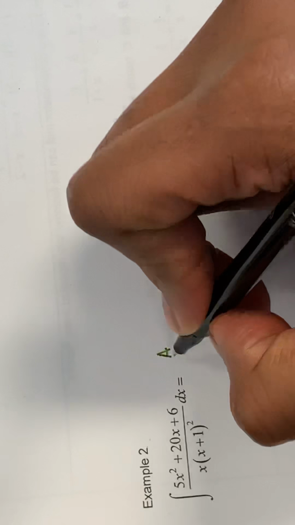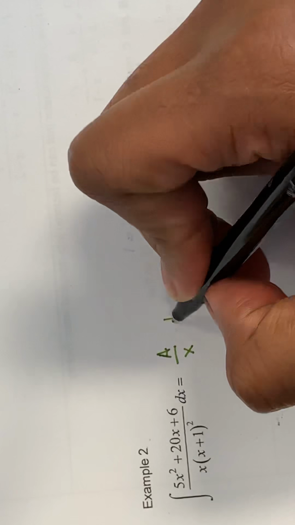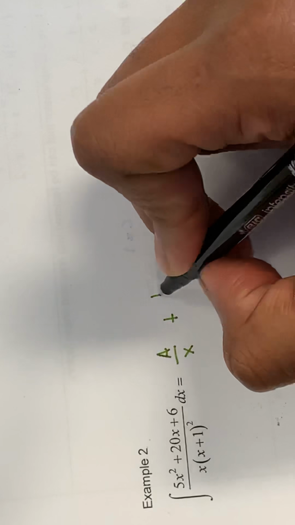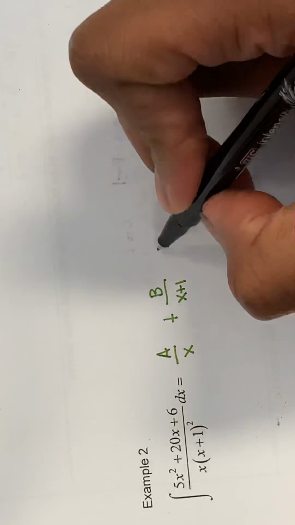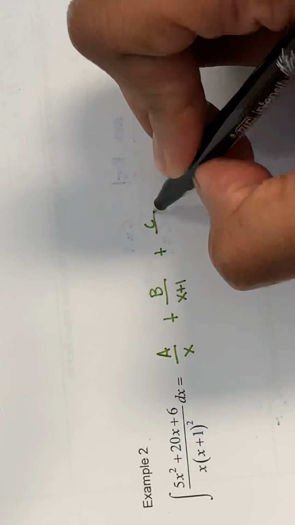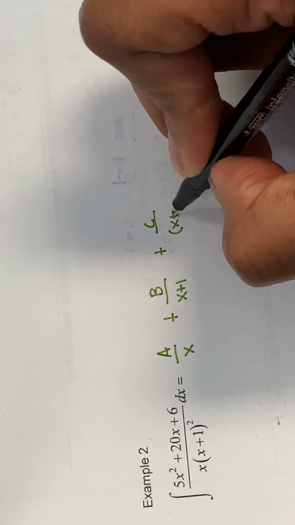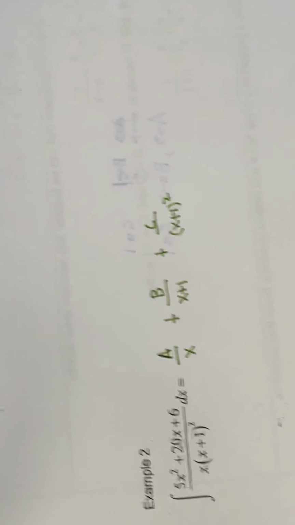So we're going to put A over x plus, then we're going to have B over the first degree of x plus 1, and then we're going to have C over the quadratic (x plus 1) squared.